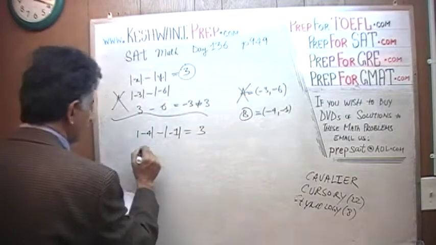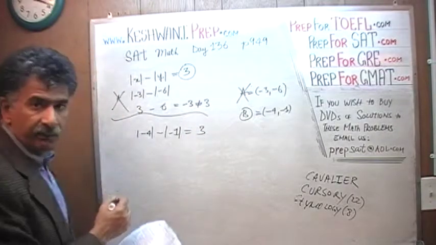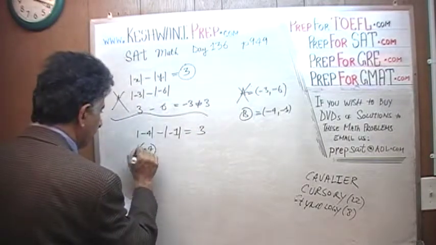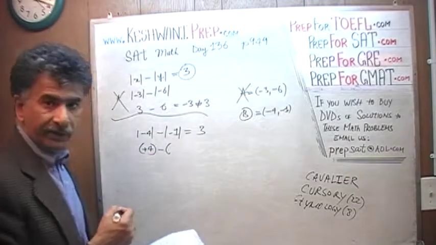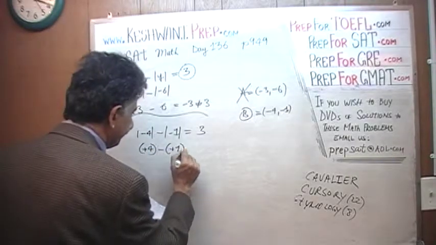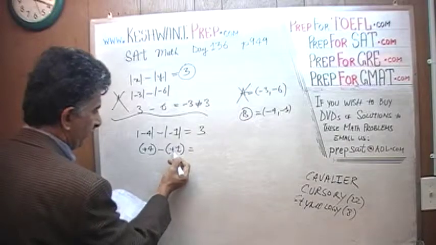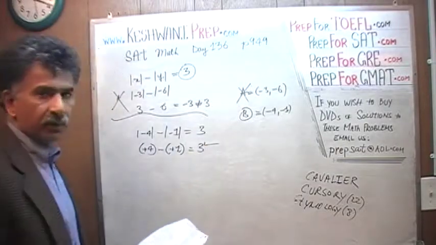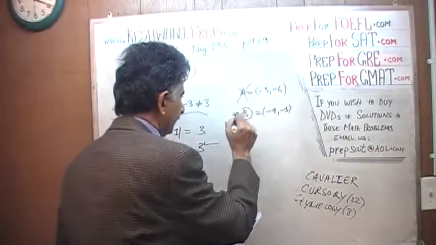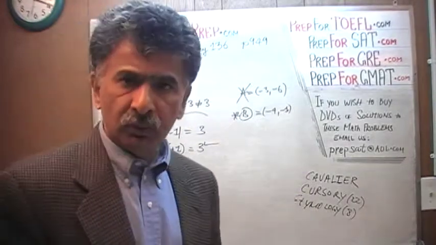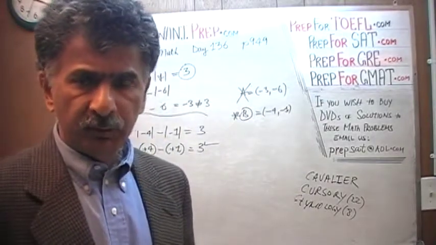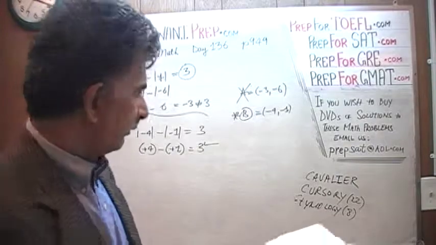Let's see if it does. The absolute value of negative 4 is positive 4. A positive 4 minus the absolute value of negative 1, which is a positive 1. And positive 4 minus a positive 1 does equal 3. That's very good. It works. The answer is B. I'm not going to go through all of them. You do the work yourself and you will see that none of the others work.